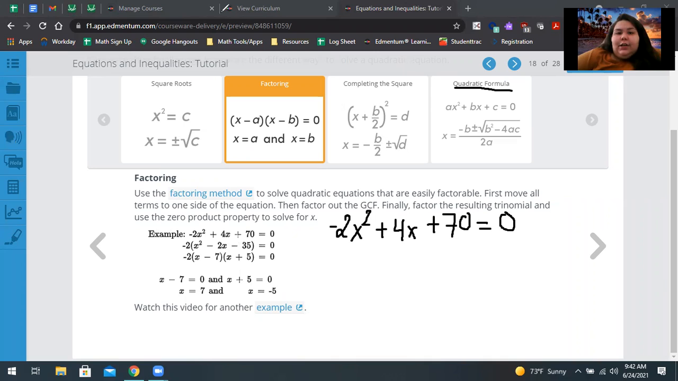So I try to look at each term, and the idea here is like, okay, negative 2x squared, 4x, and 70. Well, they're all divisible by 2, so let's factor out a 2. I personally don't like having a negative in front of the x squared. So I'm going to factor out a negative 2. So if I factor out negative 2, and that's exactly what they're doing over there, but again, I'm just explaining it step by step.